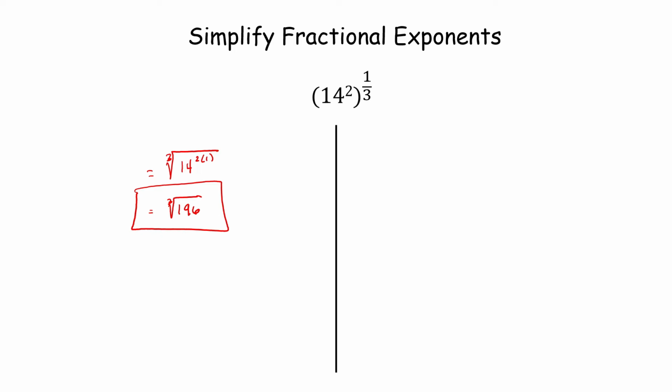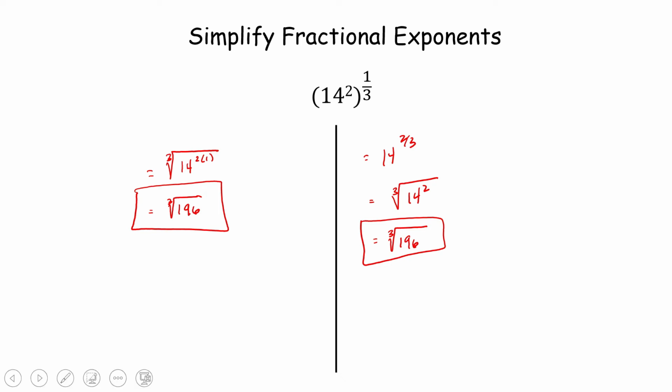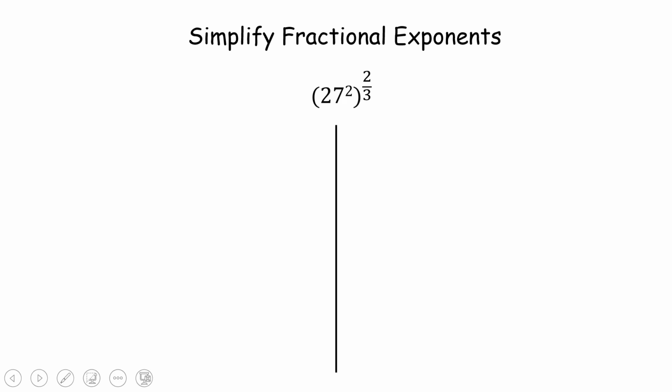All right. Another way of solving this is by distributing that 1/3 to 2, or multiplying 1/3 by 2. So 14 raised to 2/3 equals the cube root of 14 squared, which is the same as what we did on the left side, which is also equal to the cube root of 196.